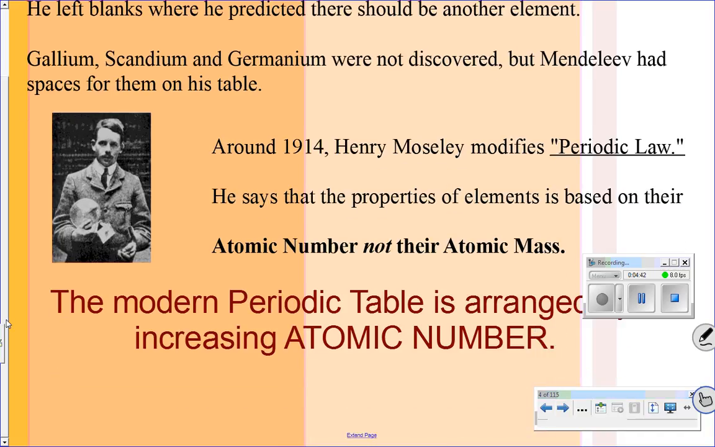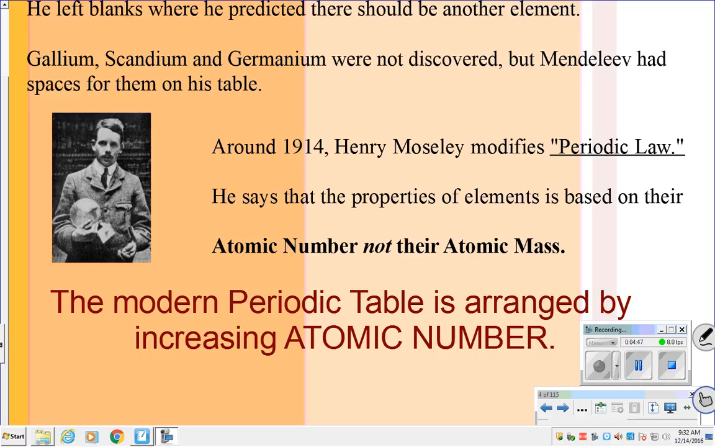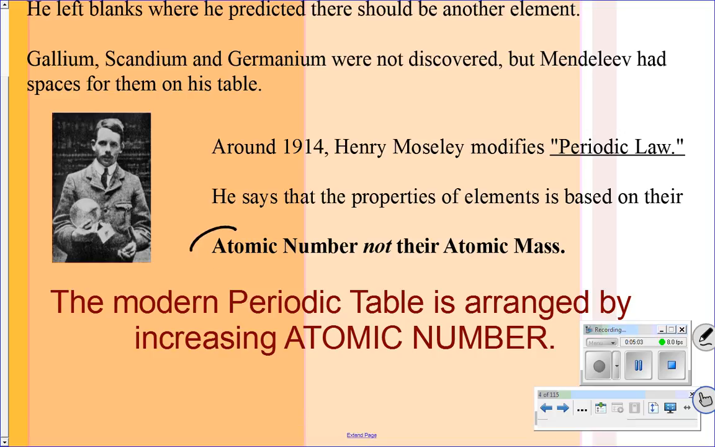In 1914, Henry Moseley comes along, and he modifies periodic law. Our current periodic table isn't truly arranged by mass. Now, very often, the masses of the elements increase as you go up the periodic table, but the actual thing that dictates where elements are is really their atomic number, not their atomic mass. So he said that the properties of the elements are based on atomic number. The modern periodic table is therefore arranged by increasing atomic number.